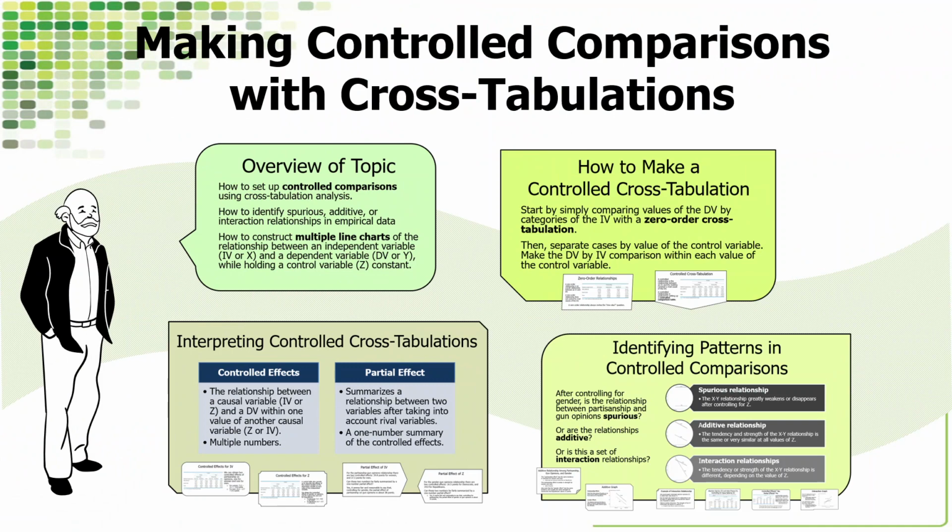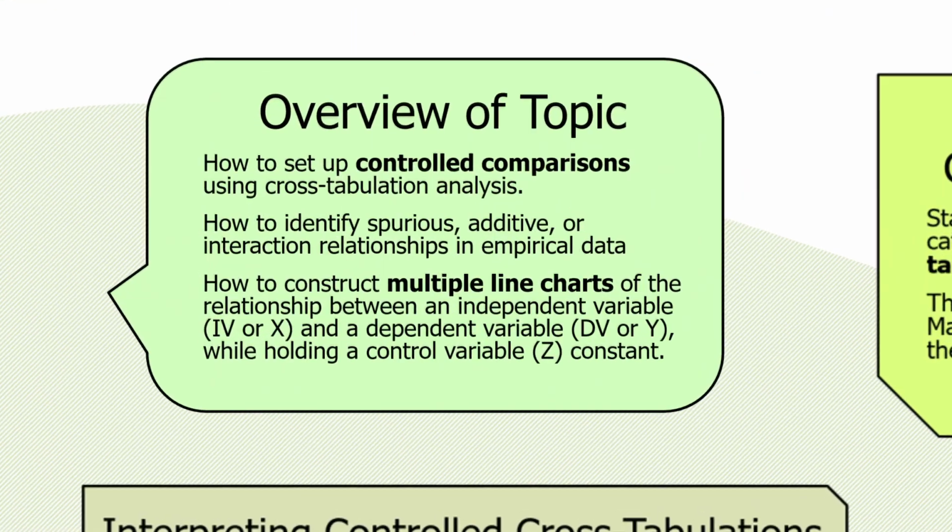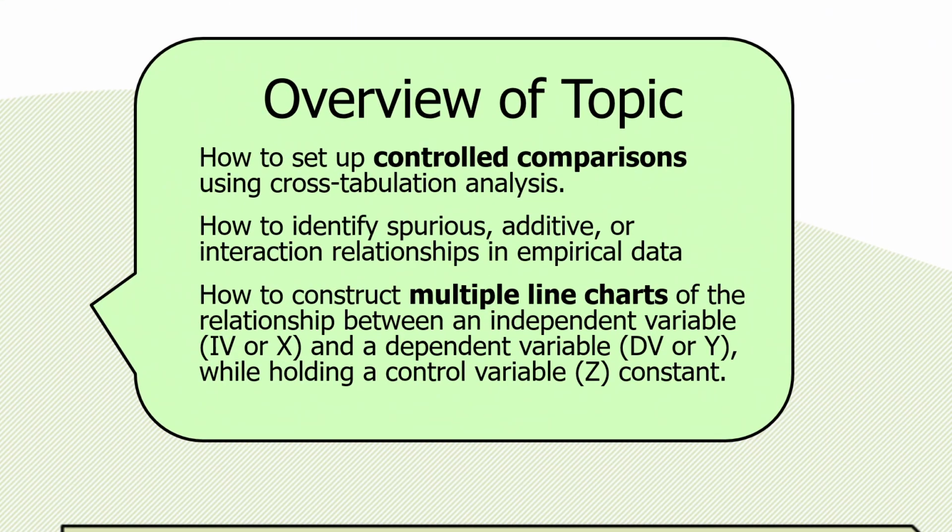In this chapter, you will learn how to set up control comparisons using both the standard forms of analysis that we're familiar with now, crosstabs and mean comparison analysis, how to identify spurious relationships, additive relationships, or interaction in empirical data, and also how to construct line charts of the relationship between an independent variable and a dependent variable while holding a control variable constant.